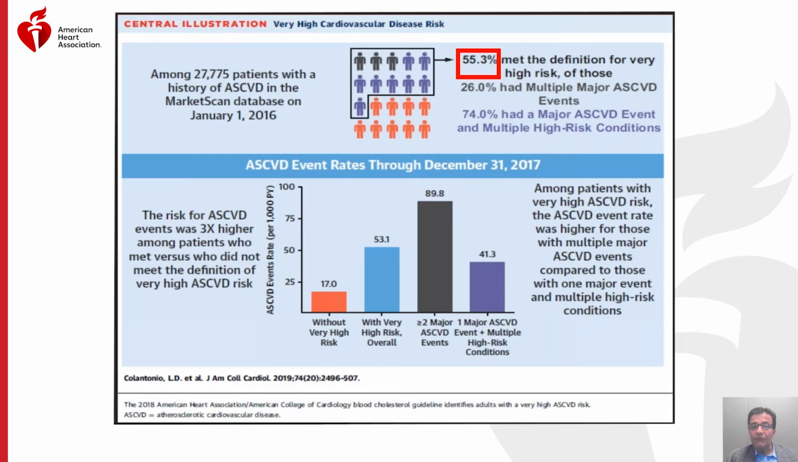And that's not the only thing. If you follow these patients, exactly as you expected, if you get very high risk ASCVD patients, event rates in those patients are almost 3 times higher compared to those who are not very high risk. And again, that makes sense, right? These are patients who have much more risk factors, and they are the ones who will derive the most benefit by the use of non-statin lipid-lowering therapies.